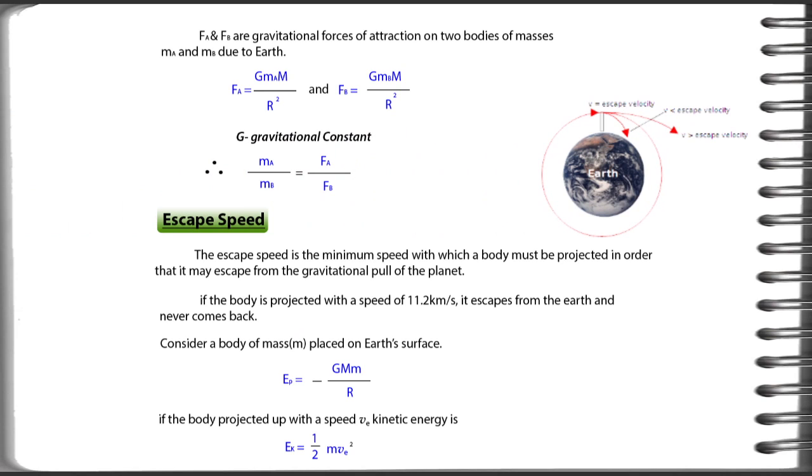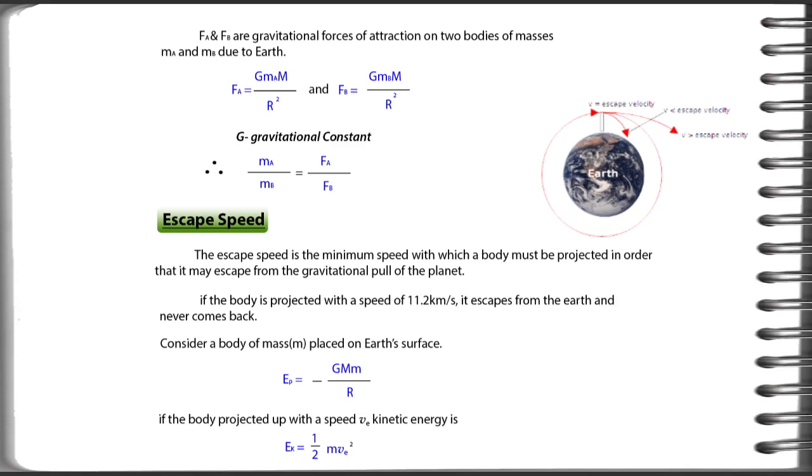The escape speed is the minimum speed with which a body must be projected in order that it may escape from the gravitational pull of the planet. If the body is projected with a speed of 11.2 km per second, it escapes from the earth and never comes back. Consider a body of mass m placed on Earth's surface, Ep equal to minus GMm by r.